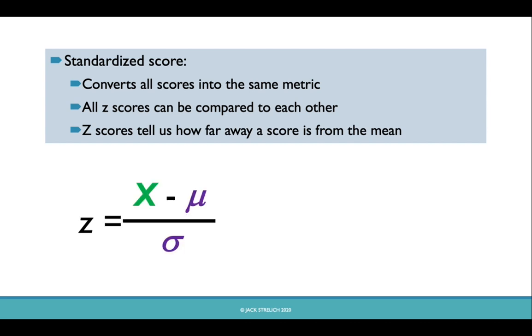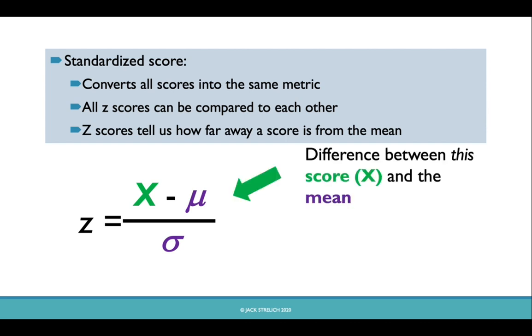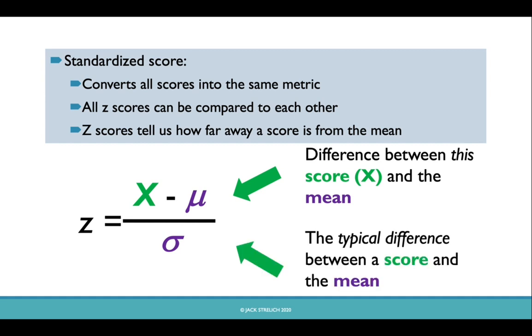And the formula looks like this. So in the numerator, the top of the fraction, we have the difference between a given score, represented by x, and the mean, represented, of course, by mu. In the denominator, on the bottom, we have the standard deviation. In other words, the typical difference between a score and the mean. By dividing the difference between each score and the mean by the standard deviation, we get a z-score.